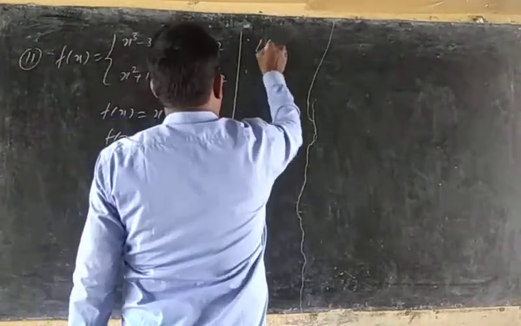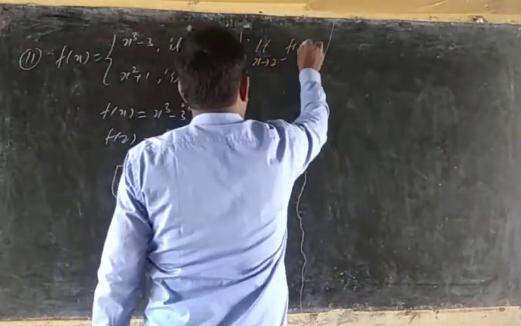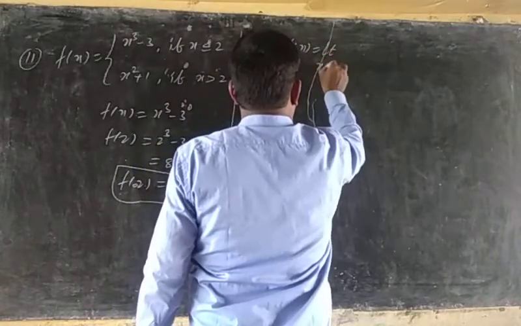Now, the left hand limit. Left hand limit, x tends to 2 minus of f(x). This is equal to the limit as x tends to 2 minus.